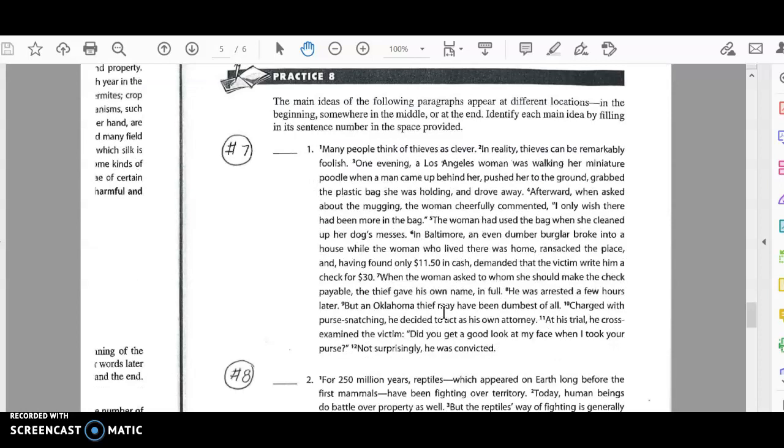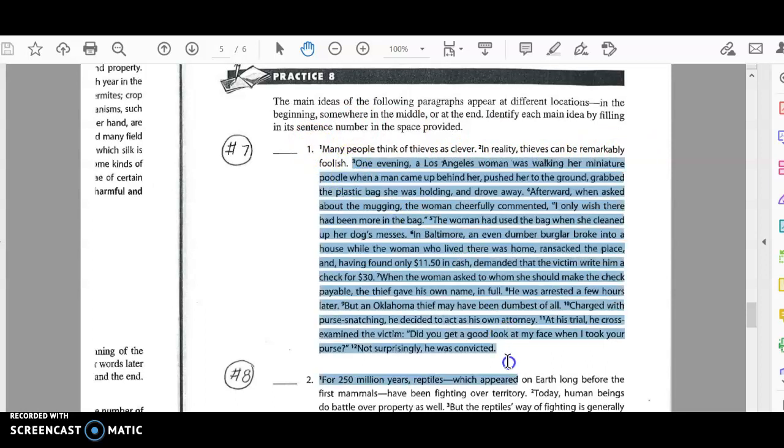For the third exercise, this is where we look at where the main idea is located in the paragraph. So most of the time it's at the beginning in the first or second sentence, but sometimes it's not. So looking at number 1 here, or number 7, we have many people think of thieves as clever. In reality, thieves can be remarkably foolish. And then we get some examples of things that thieves have done where they were very foolish.